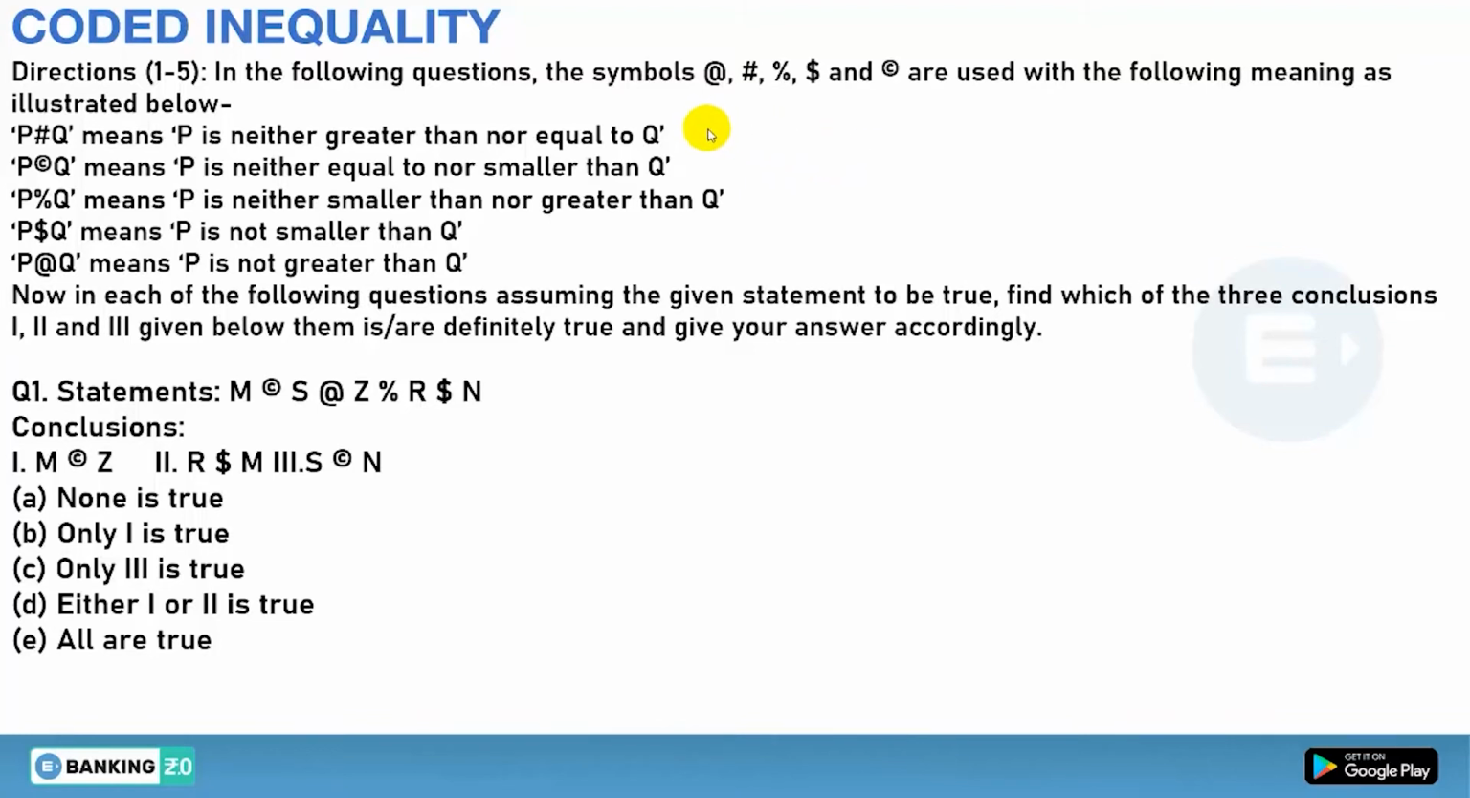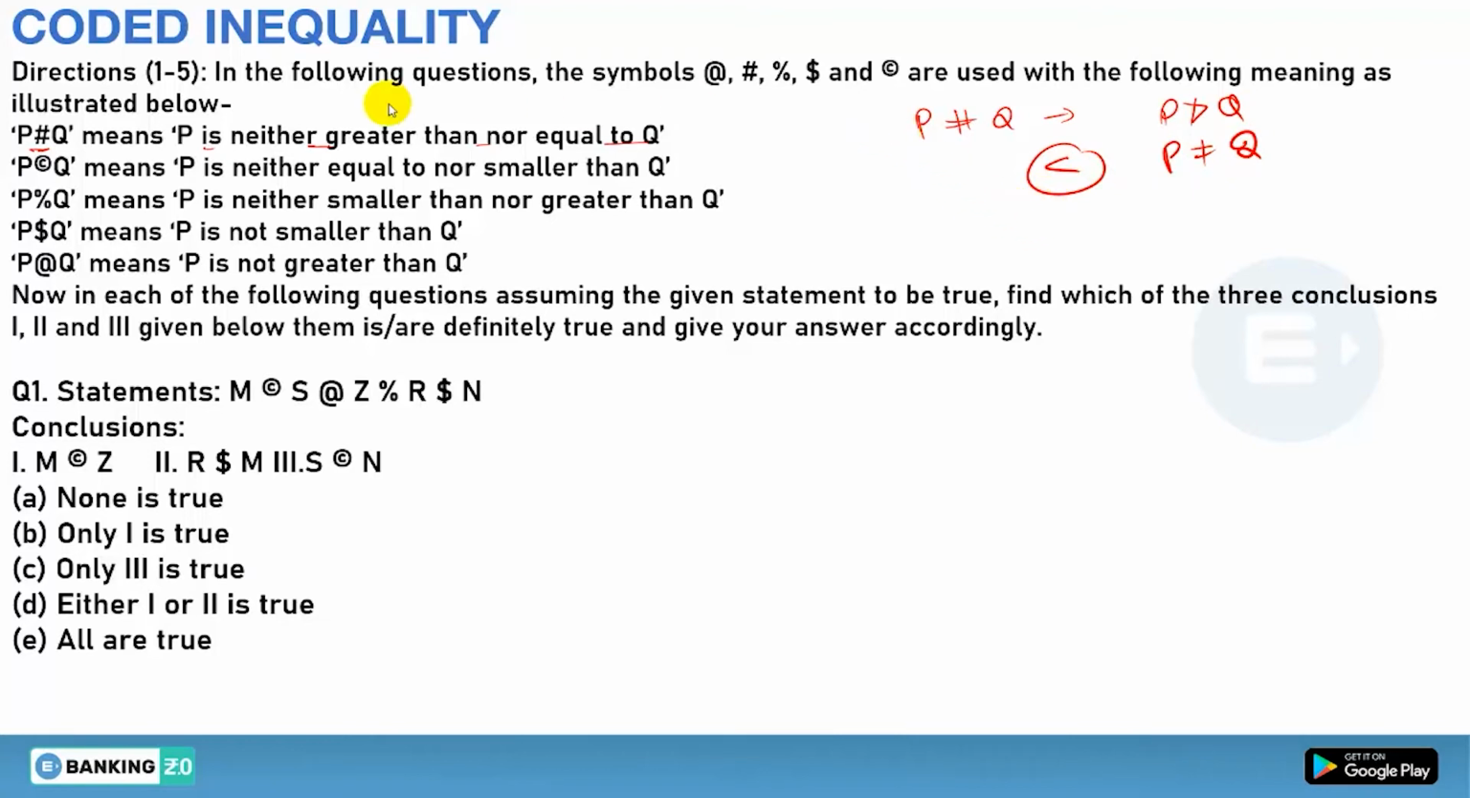So first of all, in the coded inequality, you are given some codes in place of the inequality symbols. Basically there are 5 symbols for the inequality, but in the coded inequality you have been given some other symbols which represent them. Like P hash Q means P is neither greater than nor equal to Q. Now see, if P hash Q is suggesting that P is neither greater nor equal, then the only possibility is less than.